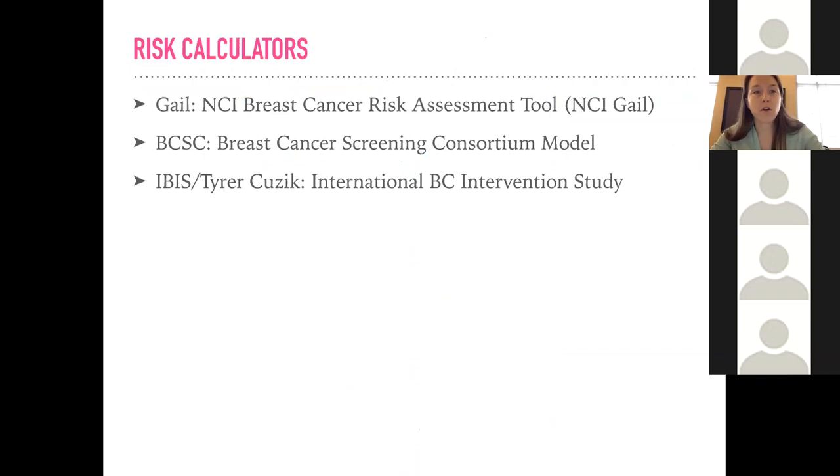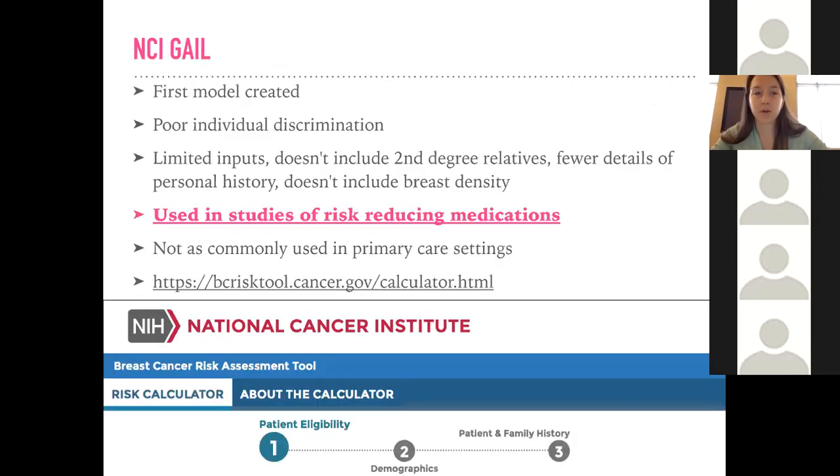Okay, so the three that exist are the GAIL, which is the National Cancer Institute model. It was the first one that was made, I think. And then the BCSC, the Breast Cancer Surveillance Consortium model. And then the third is the Tyrer-Cuzick, or IBIS. That one is the most cumbersome, but we'll talk through all three.